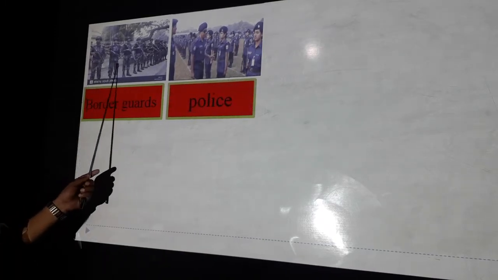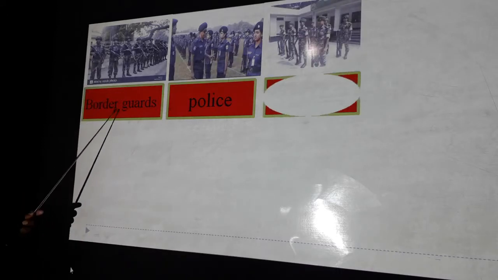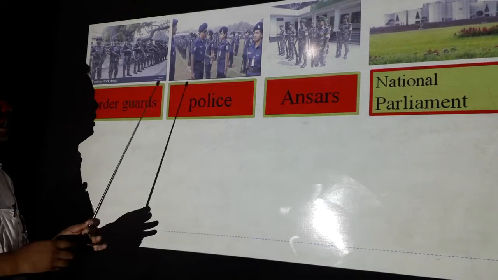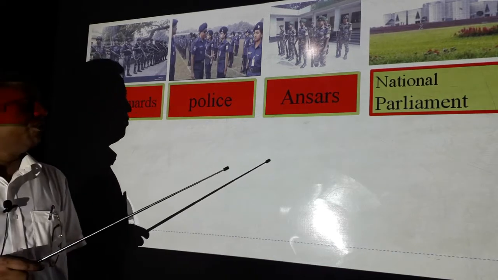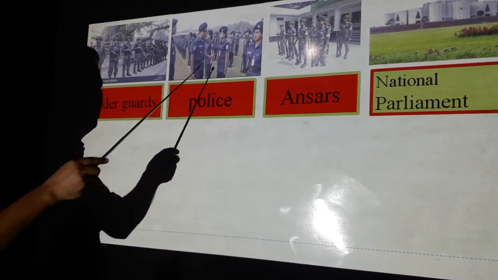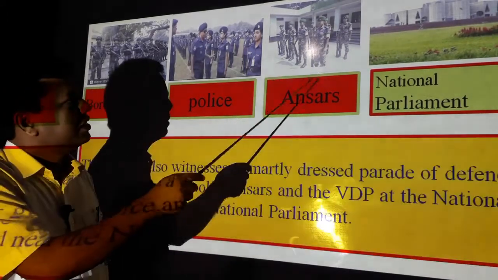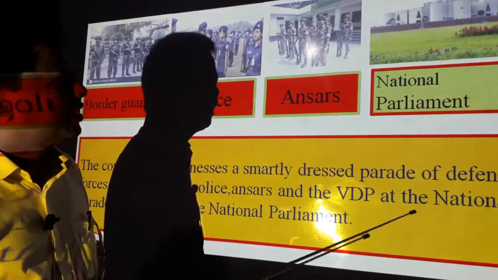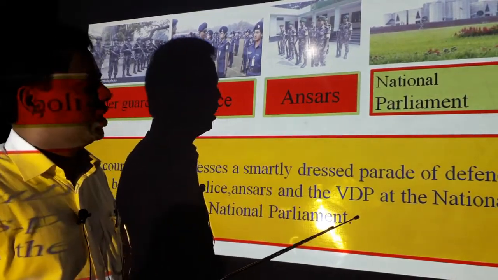in the first picture, we see some border guards presented here. In the second picture, we see some police officers and butler are present in the picture. In the third picture, we see some Ansars, and in the fourth picture, this is the National Parliament, meaning Jatiyo Sangsad.